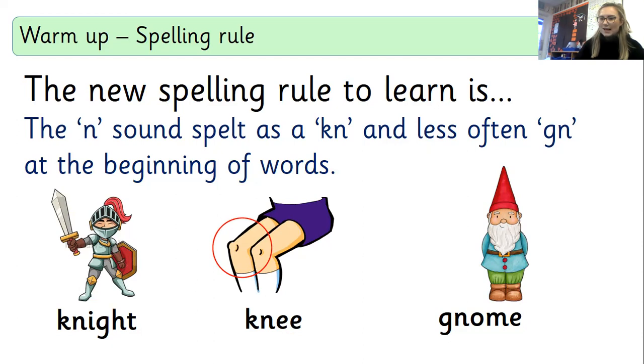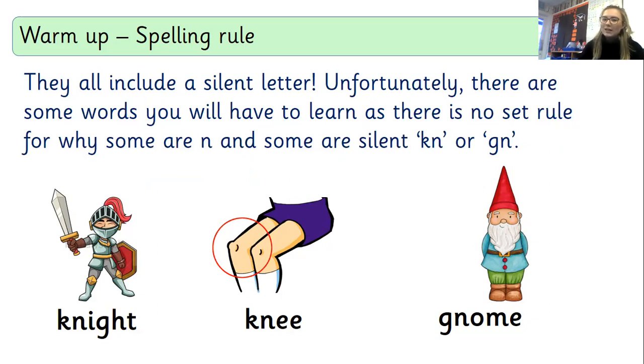So sometimes that sound could be spelled as a KN, so that's things like night and things like knee. But sometimes it's spelled as GN for things like gnome. So we're still saying the same sound, that N sound, but we're now writing it slightly different. That's our spelling rule. So it says they all include a silent letter, and they're just words you will have to learn. There's no set rule, which is so cheeky. And so they've always got that silent K or silent G at the start, okay?